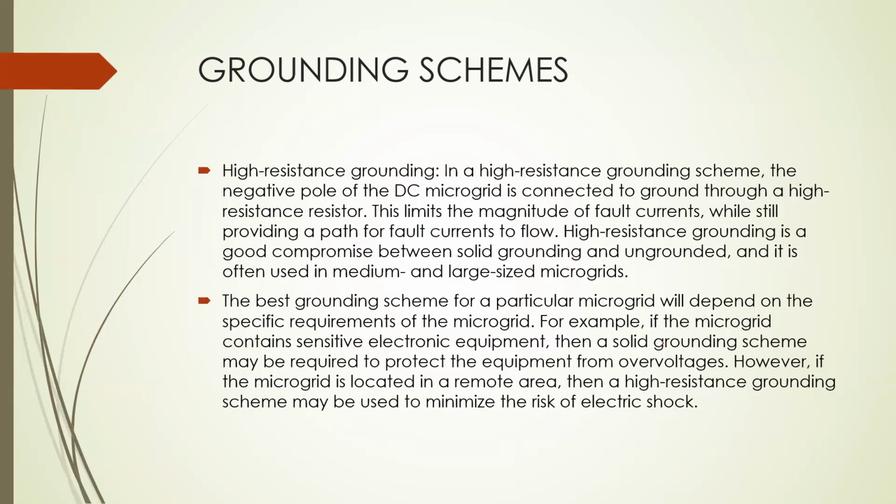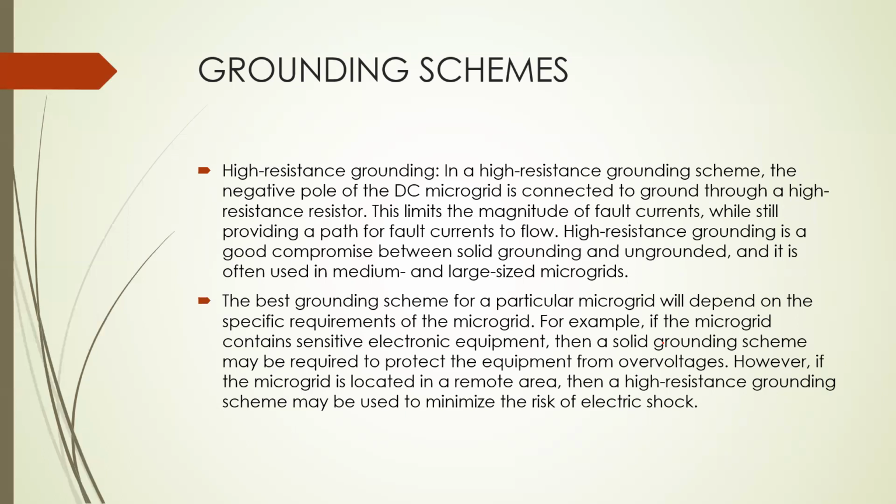High resistance grounding. In a high resistance grounding scheme, the negative pole of the DC microgrid is connected to ground through a high resistance resistor. This limits the magnitude of the fault current while still providing a path for fault currents to flow. High resistance grounding is a good compromise between solid grounding and ungrounded, and it is often used in medium and large size microgrids. The best grounding scheme for a particular microgrid will depend on the specific requirements of the microgrid.